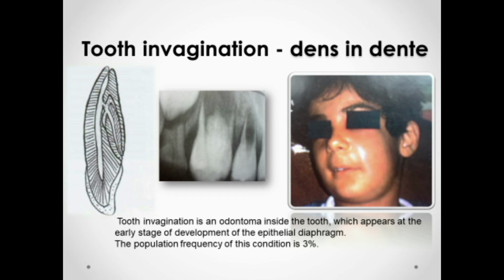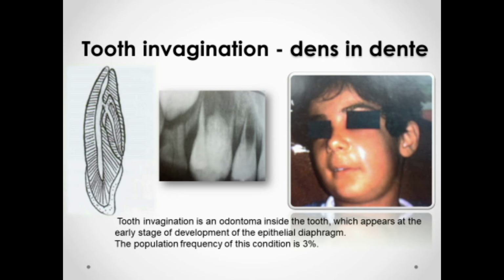Tooth invagination is an odontoma inside the tooth, which appears at the early stage of development of the epithelial diaphragm. It can happen either as an isolated malformation or in combination with other abnormalities as a symptom of some inherited conditions. Probably isolated invagination is a multifactorial condition. In some cases this condition appears due to an autosomal dominant mutation. The population frequency of this condition is 3%.